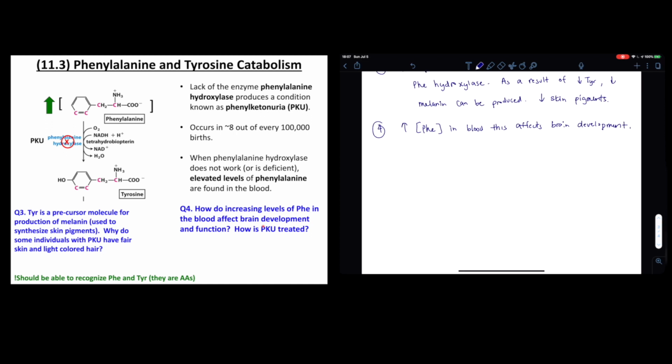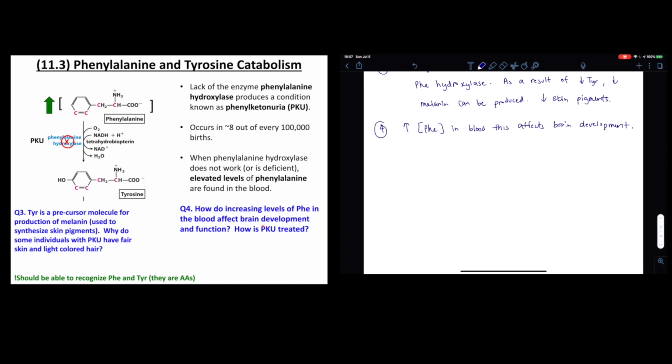Okay, so increase in phenylalanine in blood affects brain development. This is because phenylalanine saturates the hydrophobic amino acid transporter in the blood-brain barrier.